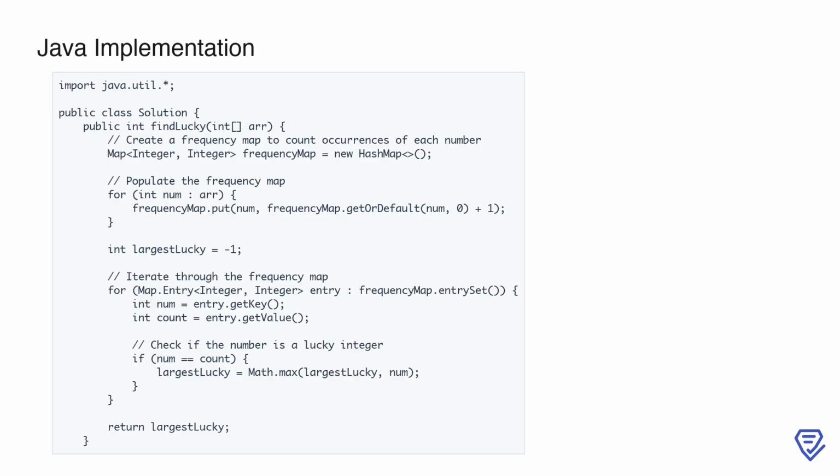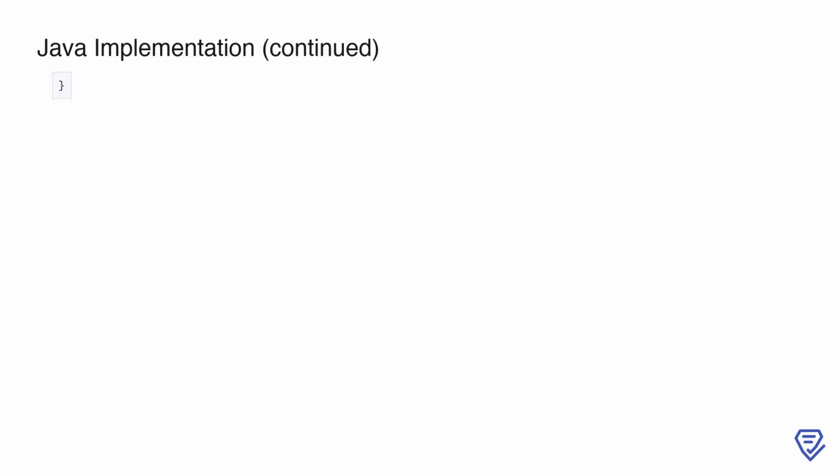After constructing the frequency map, we initialize a variable largestLucky to -1, which will store the largest lucky integer we find. A lucky integer is defined as one whose value is equal to its frequency in the array. Next, we iterate through the entries in the frequency map using a for-each loop. For each entry, we extract the key and the value, representing the number and its frequency, respectively. We then check if the number equals its frequency. If this condition is true, we update largestLucky to be the maximum of its current value and the number. This ensures that we always keep track of the largest lucky integer.